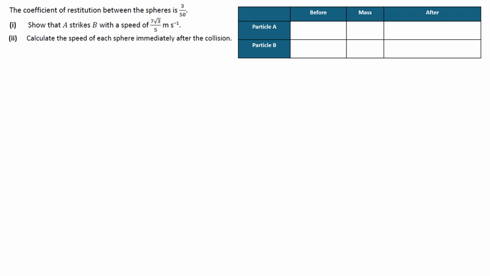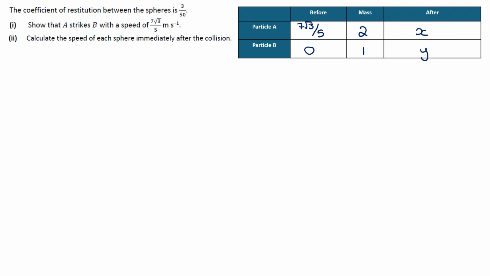So let's set this up as we would for any impact. So the way that they hit it is a direct impact. So we have the sphere A before the collision is that 7 root 3 over 5, which we have just worked out. Its mass is 2, and we don't know this after, let's call this one x. For B, it starts at rest. It has mass 1, and let's call that y.